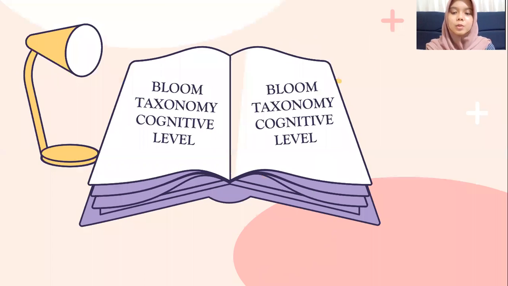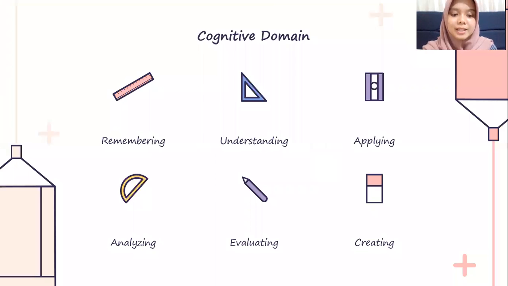So now it's about Bloom taxonomy cognitive level. The cognitive domain involves knowledge and the development of intellectual skills. As we see in the slide, there are 6 major categories of cognitive process, starting from the simplest to the most complex. The first is remembering, known as C1, understanding, known as C2, applying, known as C3, analyzing, known as C4, evaluating, known as C5, and the last is creating, known as C6.